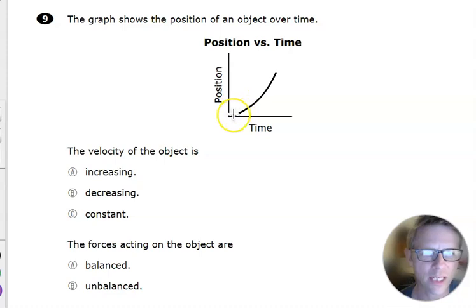We can see that the object is increasing its position, but in the beginning, the rate at which it's increasing is not as fast as this rate. So it's increasing its position at a faster rate. Velocity is increasing, and the forces on the object must be unbalanced to make it accelerate like that.